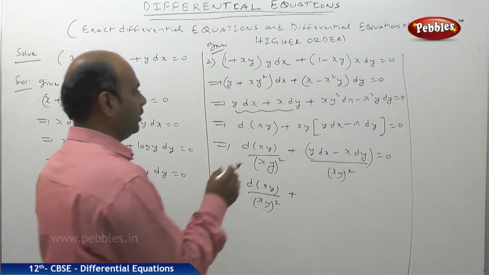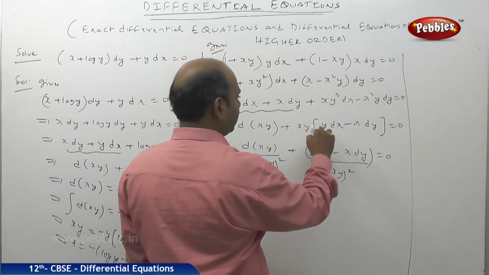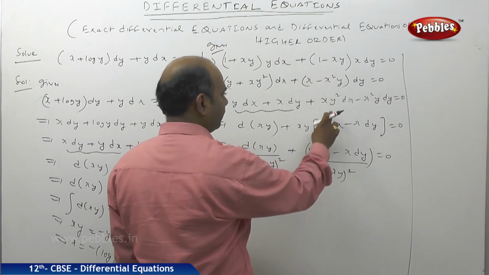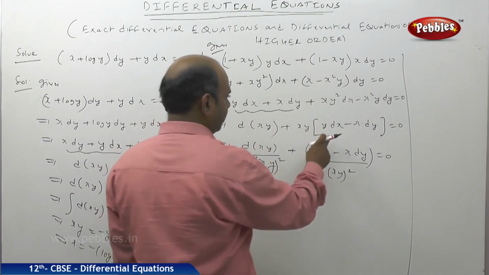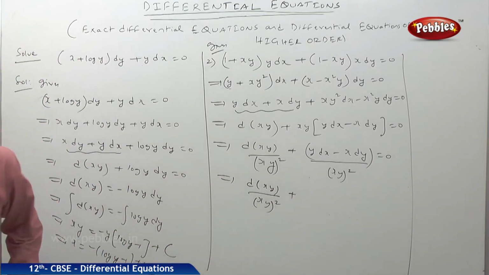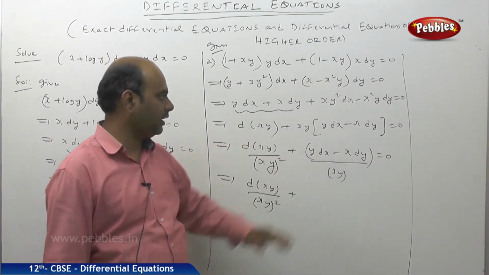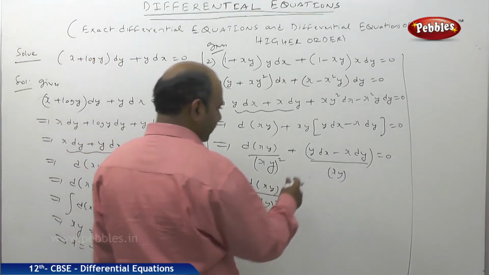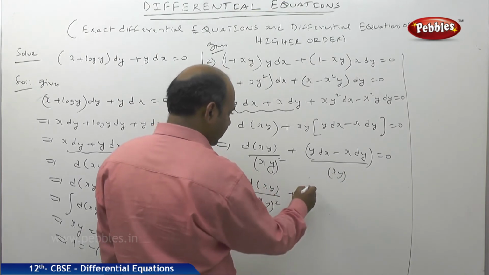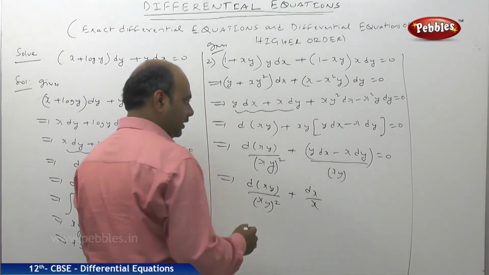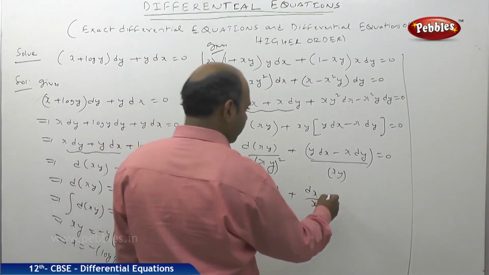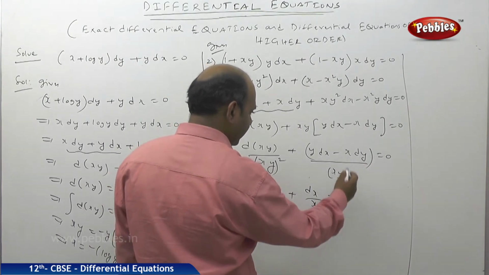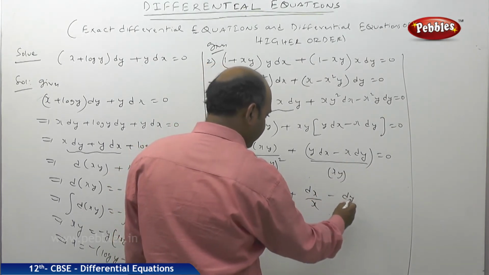Y dx, sorry, I think if I take xy common, there remains x dx, no? Xy whole square, if I take xy common, there remains y dx minus x dy, right? D of xy plus xy into y dx minus x dy, I divided by xy square. So y dx by xy, y will get cancelled, we will get dx by x, and here x dy by xy, x will get cancelled, we will get dy by y.